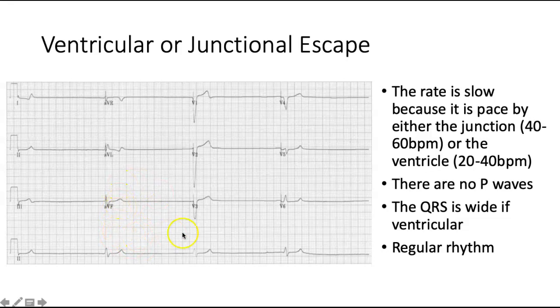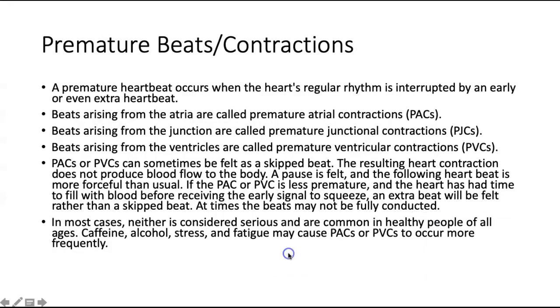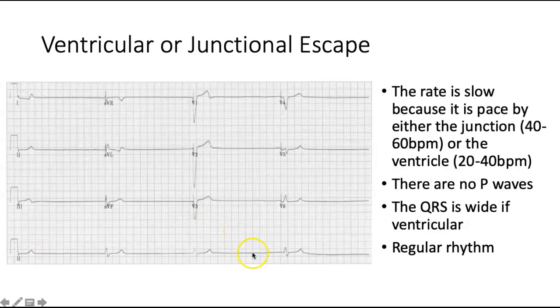If the QRS complex is narrow, it's probably coming from the junction as well as the rate. If the QRS complex is wider, greater than 3 small boxes, this is probably coming from the ventricle. And if I look closely here, this does appear to be more than 3 small boxes. And this is probably coming from the ventricle and is in fact a ventricular escape rhythm.